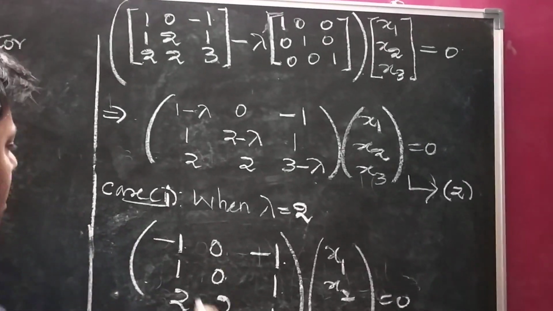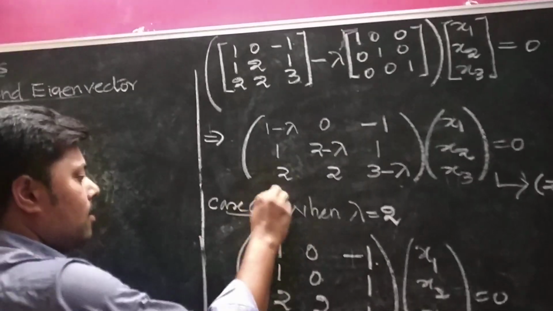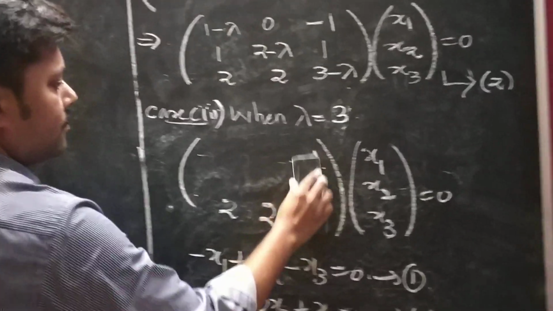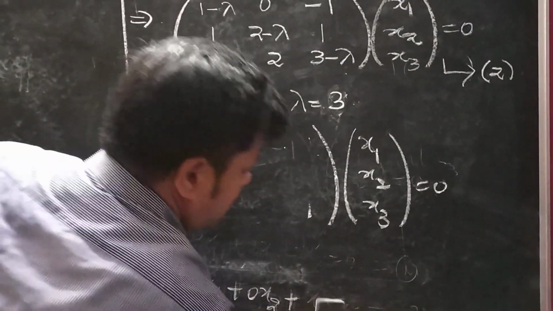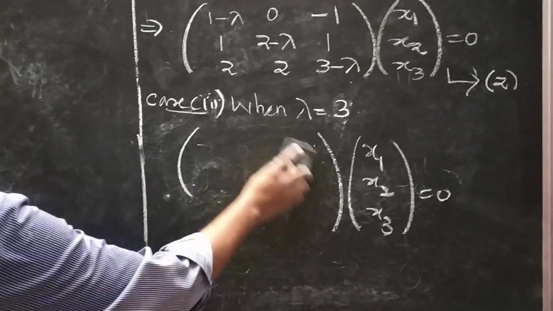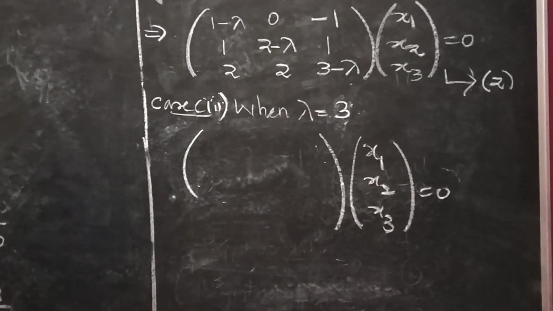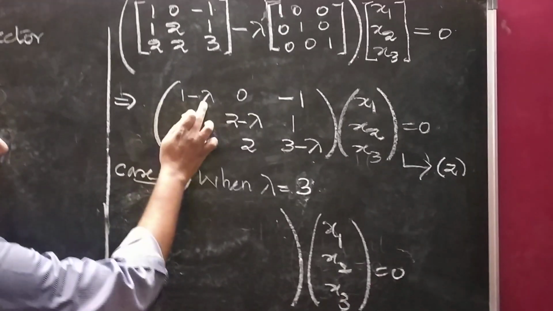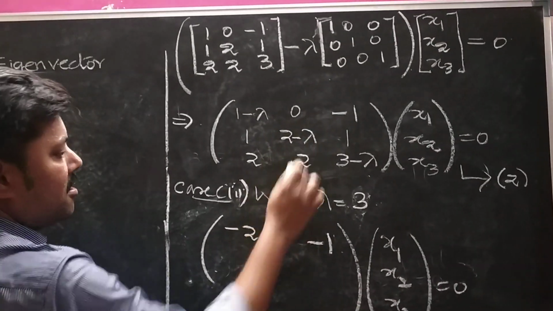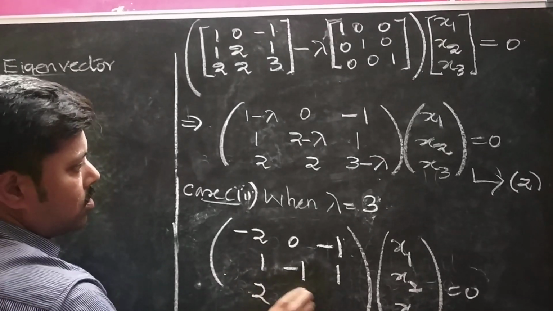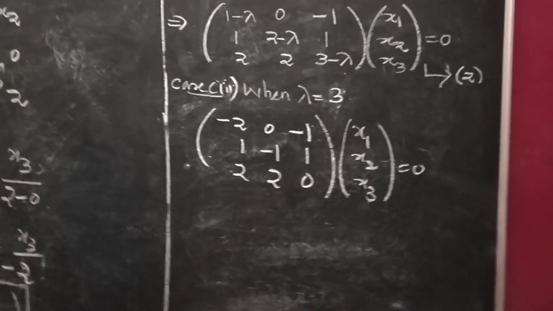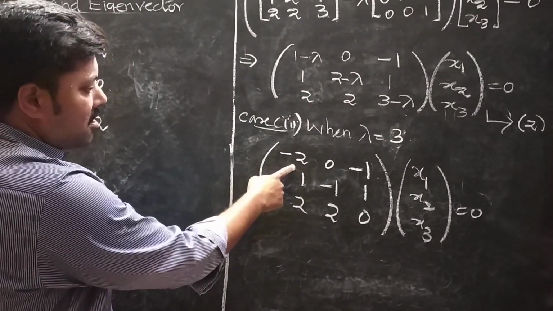Case 3, when lambda equal to 3. Substitute the value of lambda equal to 3 in equation 2. What is 1 minus 3, minus 2, 0; minus 1, 1; 2 minus 3, minus 1, 1; 2, 2, 3 minus 3, 0. So here, the first equation multiplied throughout by minus, we get 2, 0, 1.